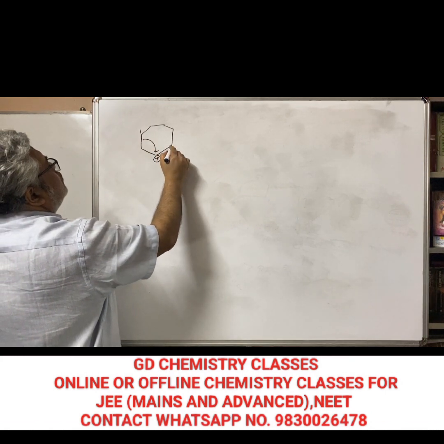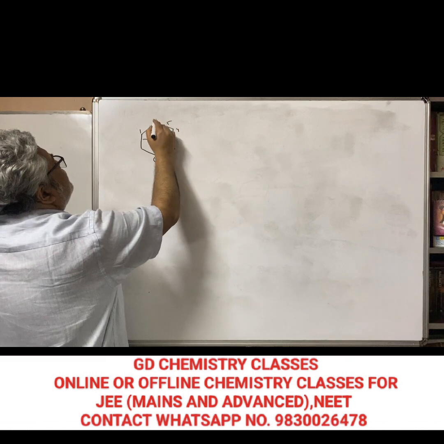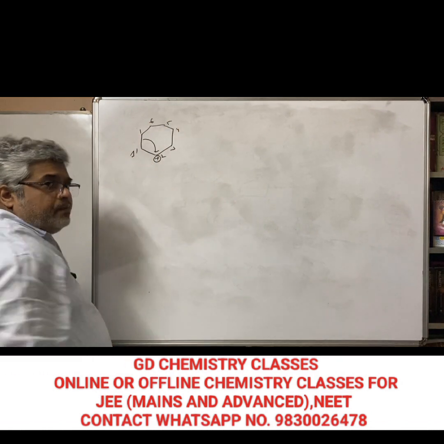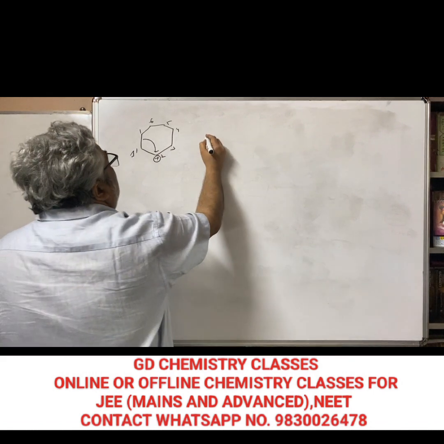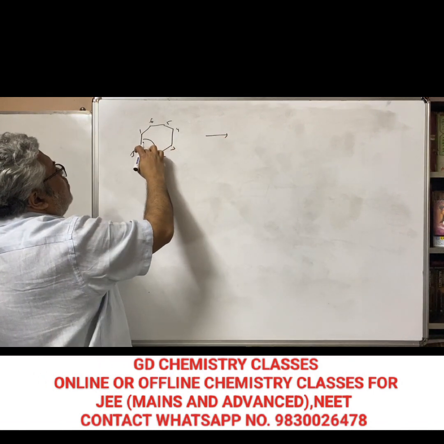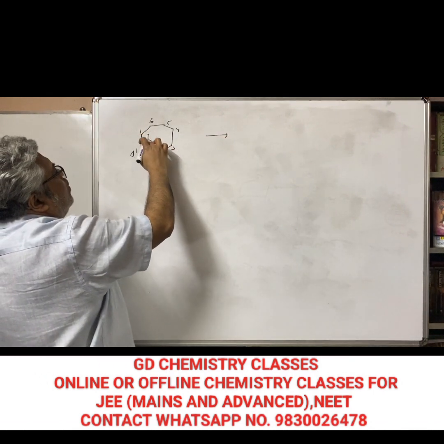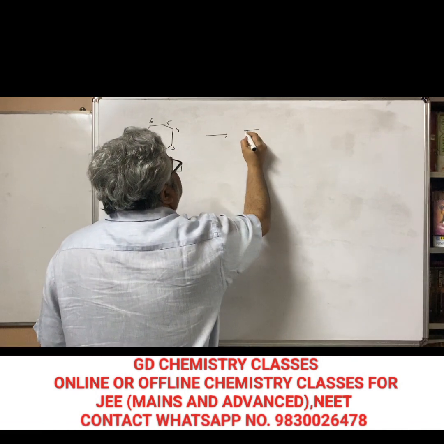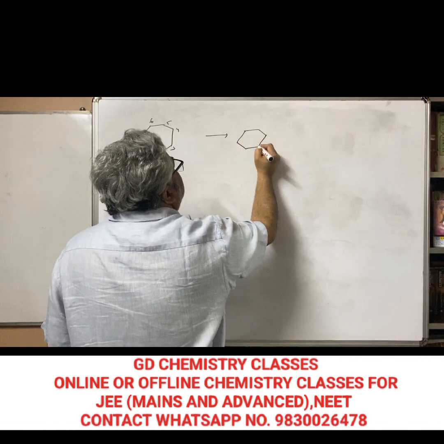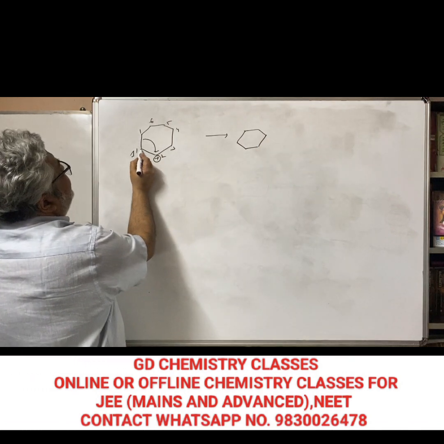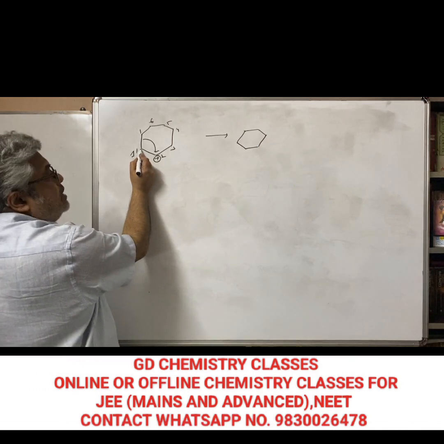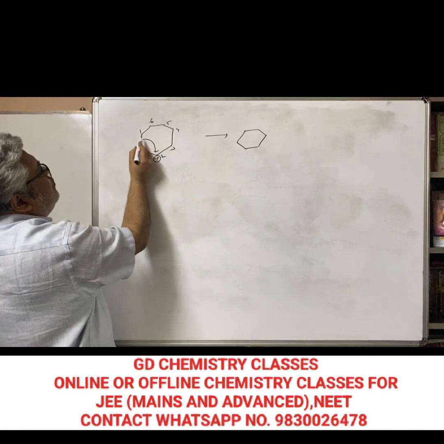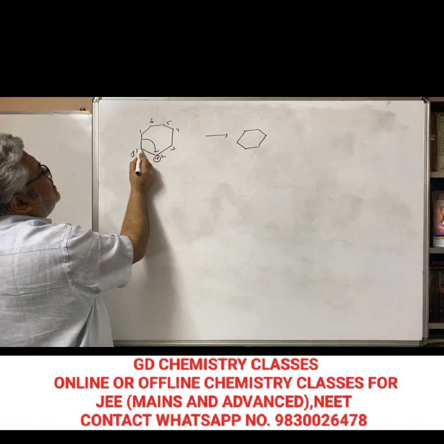1, 2, 3, 4, 5, 6. Suppose I'm labeling this carbon as 1 dash. So I'm breaking the bond between 1 and 1 dash, and I'm forming a bond between 1 and 2. So first of all, we are getting a 6-member ring. Let's draw the 6-member ring first. Now this CH2 is obviously CH2. This CH2 will become plus because I'm breaking this bond and forming a bond between 1 and 2.